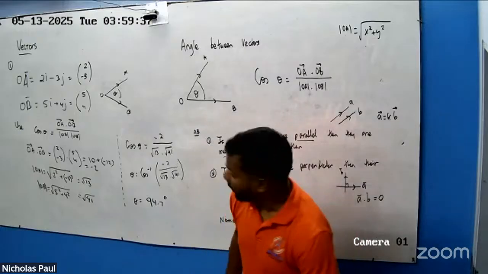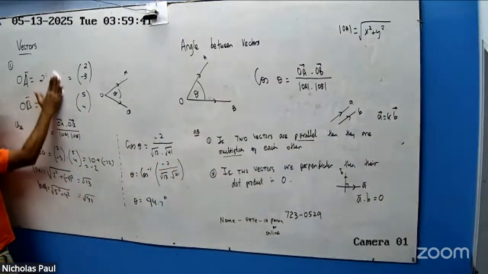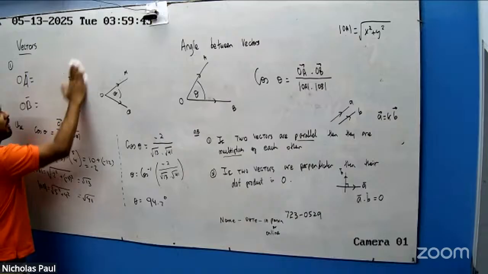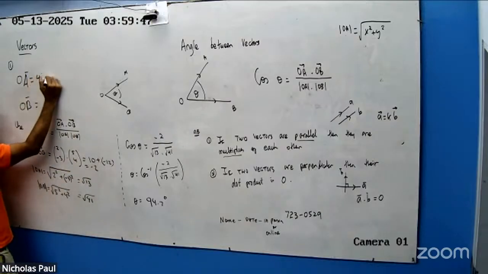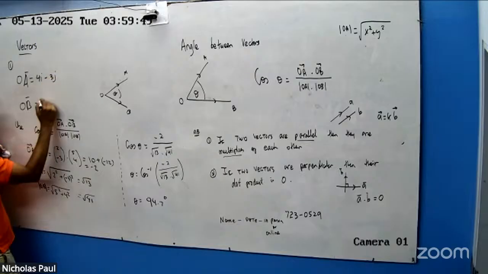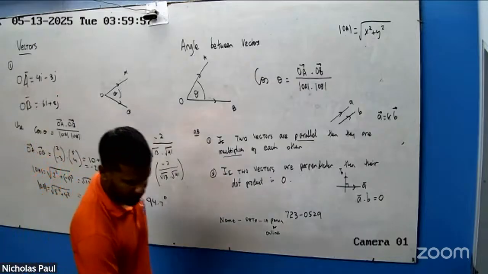While you're doing that, I'm going to give you one to do. I'm just changing the numbers for you to get the practice. Try this please: 4i minus 3j and 6i plus 8j. Find the angle between those two.